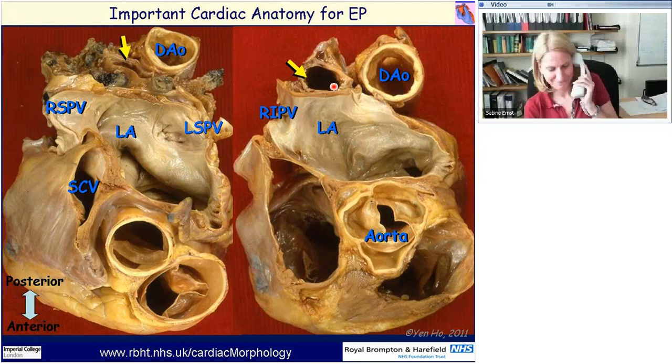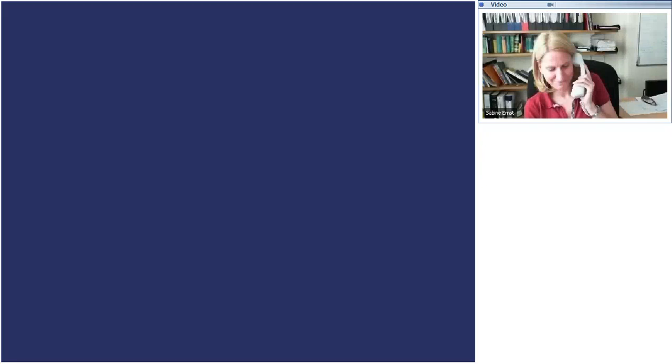So the position of that esophagus is not static. As you can see, it has a variable relationship either directly behind the posterior wall, or more to the right, or more to the left side. And similarly, you can also observe the relationship of the descending thoracic aorta at various distances from the posterior wall of the left atrium or from the ostium of the left pulmonary veins.